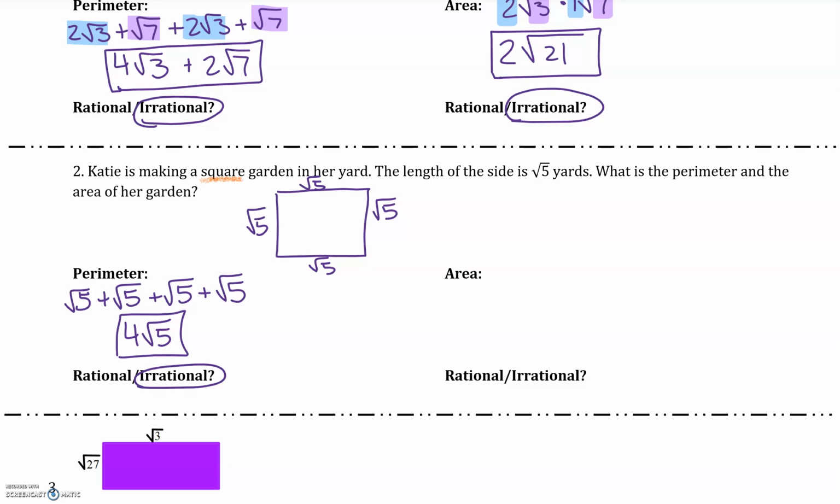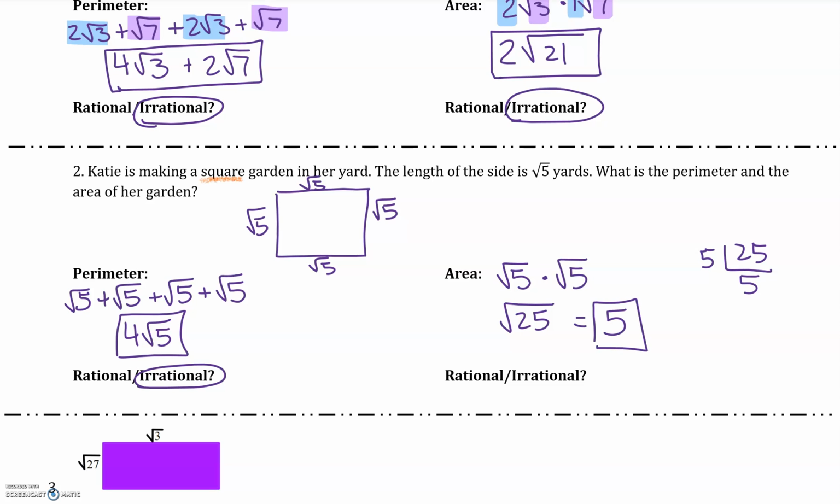For the area, remember, area is length times width, so we're taking the square root of 5, which is the length, and we're multiplying it by the square root of 5, which is the width. So this is going to give us the square root of 25. Now remember, 25 does break down. Sorry, that's supposed to be a 5. It's 5 times 5. Or you could recognize that 25 is the perfect square of 5. Because that was a perfect square, it now is a rational number.